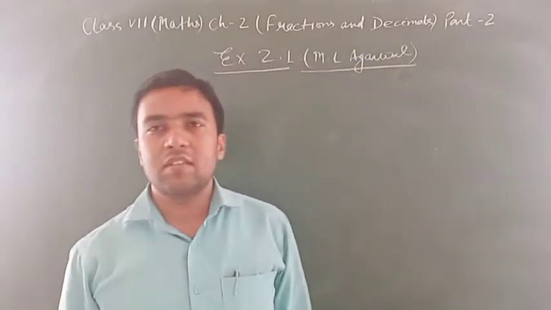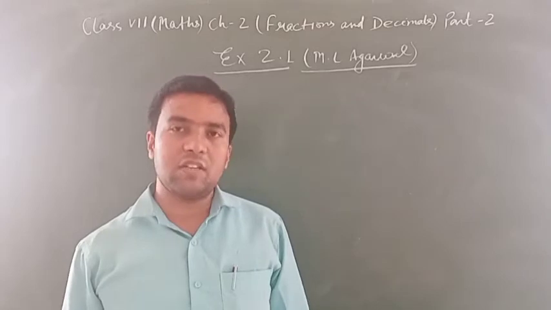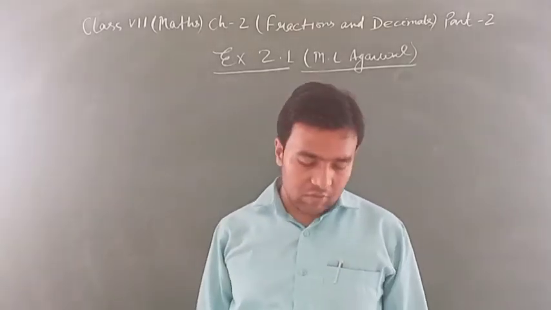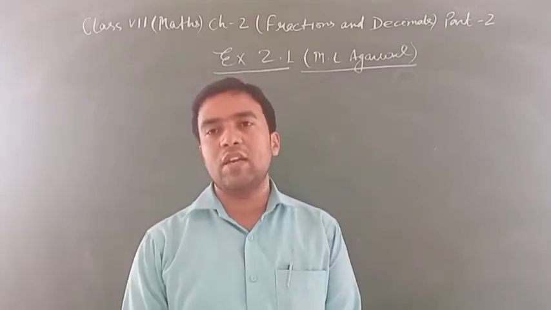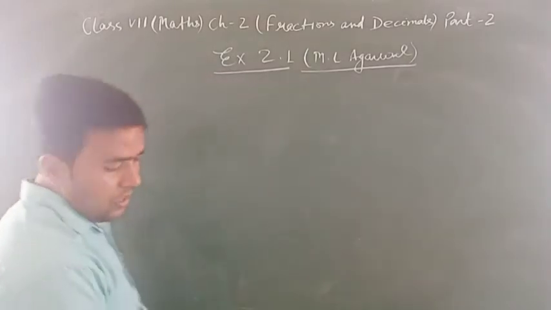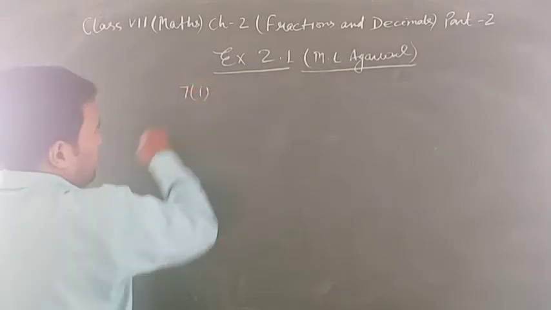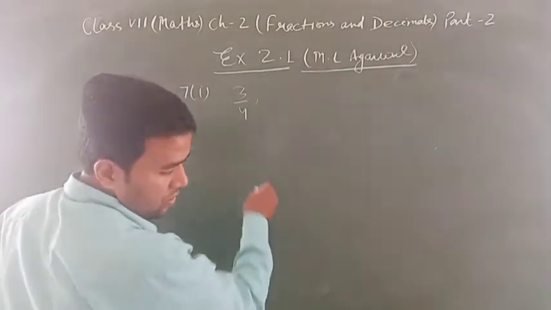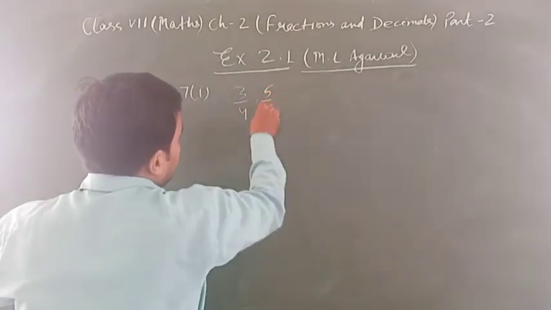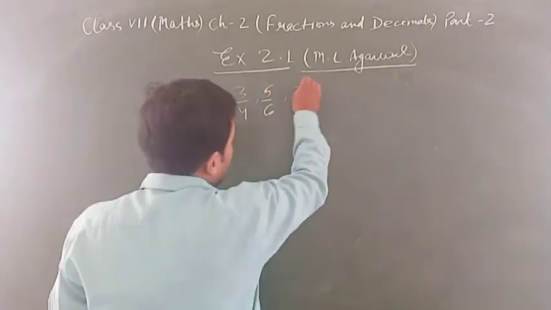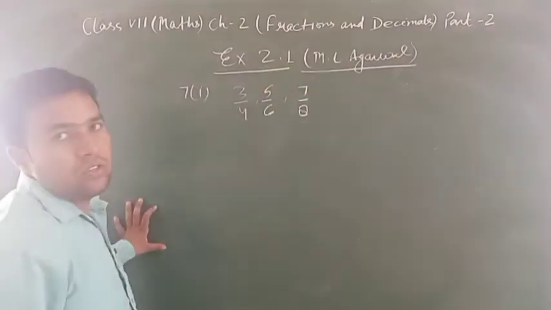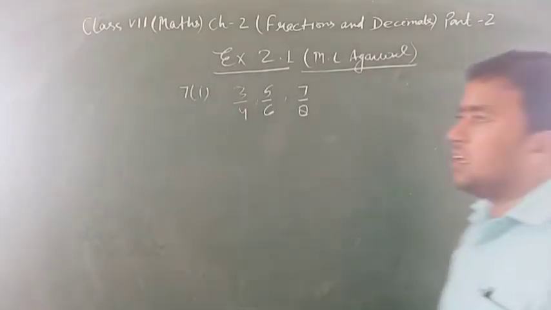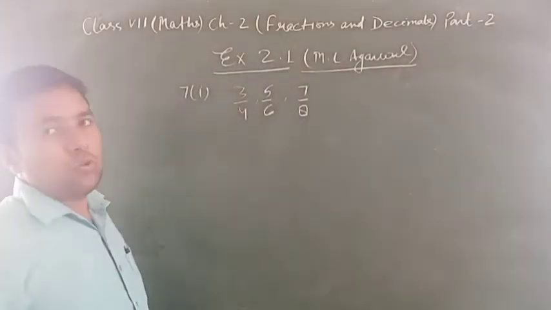Question number 6. Reduce the following fractions to their simplest form. You can do it. Question number 7. Convert the following fractions into equivalent like fractions. Clear? Question number 7: 3 by 4, 5 by 6, 7 by 8. Clear to you? Do like fractions.